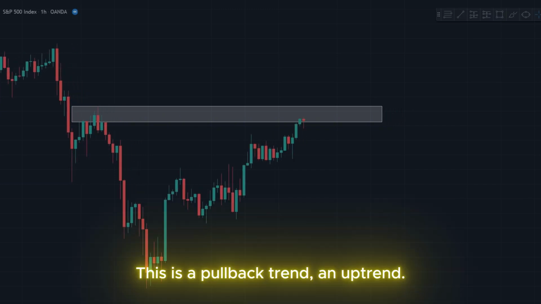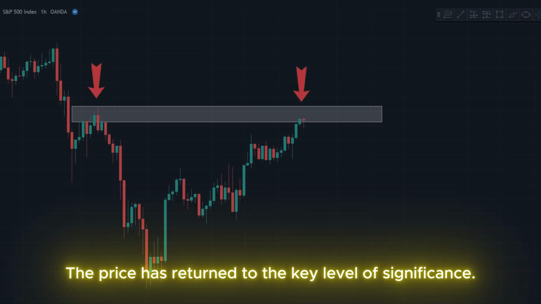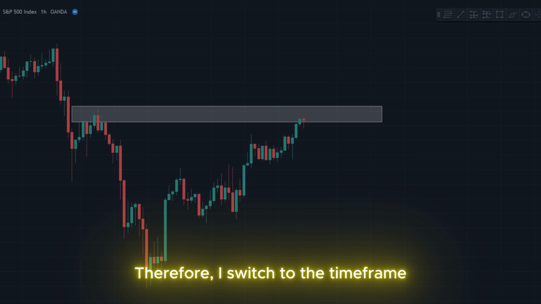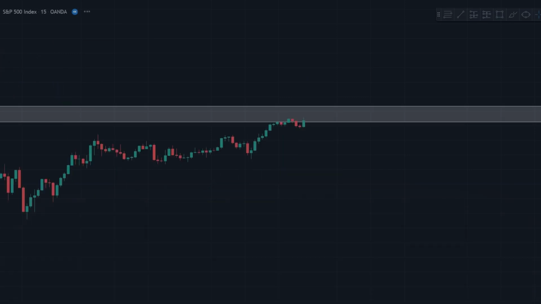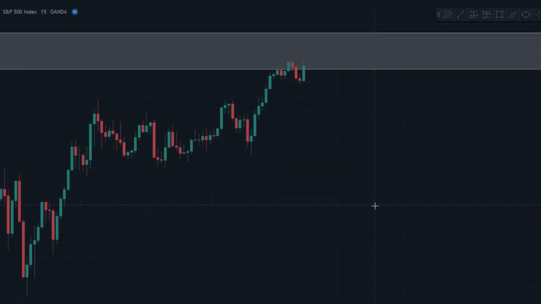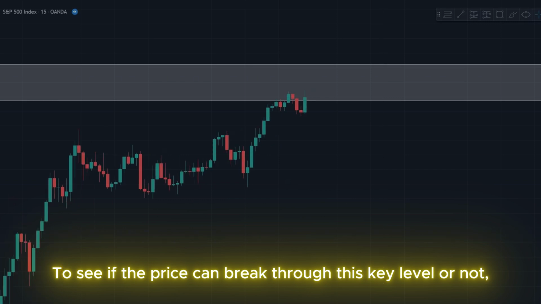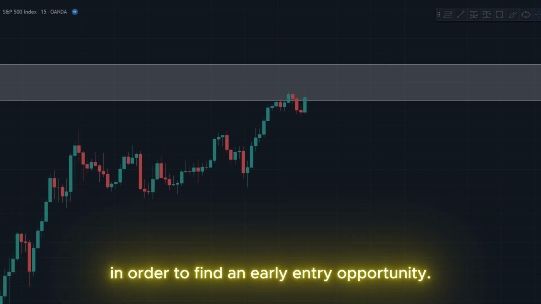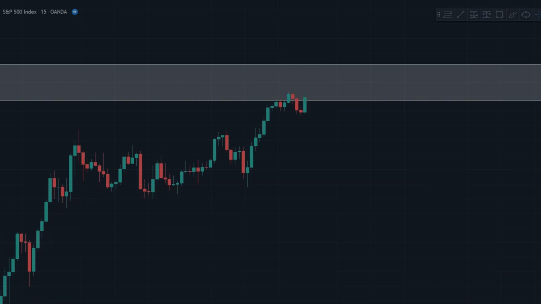This is a pullback trend, an uptrend. The price has returned to the key level of significance. Therefore, I switch to the time frame for trade execution, which is the 15-minute time frame, to analyze it more closely to see if the price can break through this key level or not, in order to find an early entry opportunity.